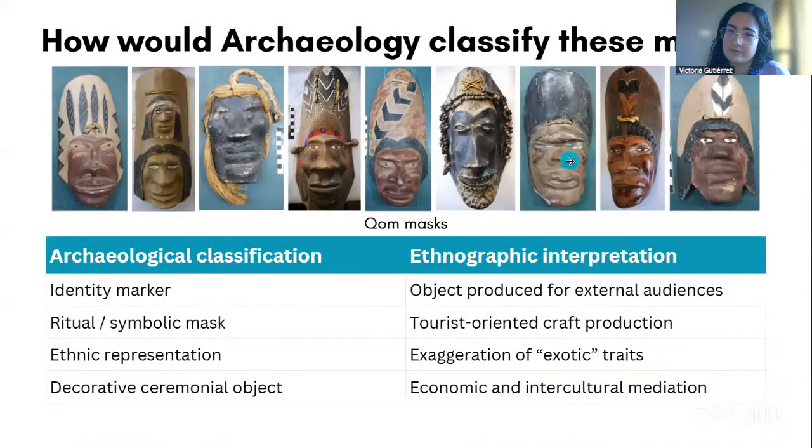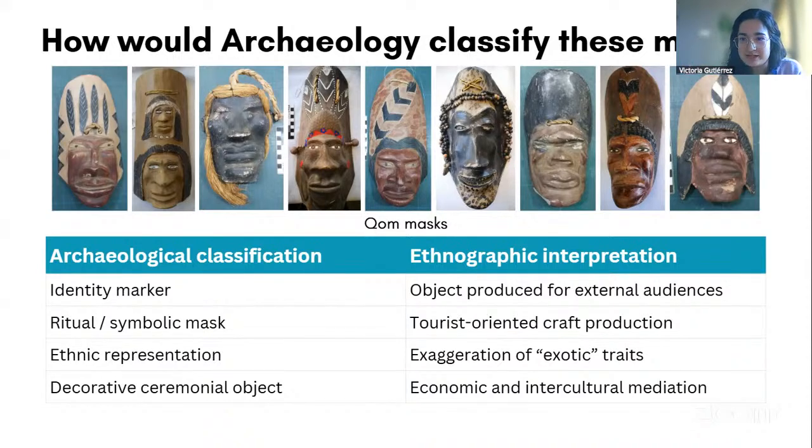And the final example that we brought here are the masks. They offer an interesting example because archaeologically, if we found one of these, they might be interpreted as ritual, symbolic, or ethnic identity markers very clearly. But many contemporary masks that are made nowadays in the Barrio Toba, for example, in Resistencia, are actually produced for tourist or commercial contexts. And in some cases, we can even see that certain ethnic traits are exaggerated because they are meant for external audiences.